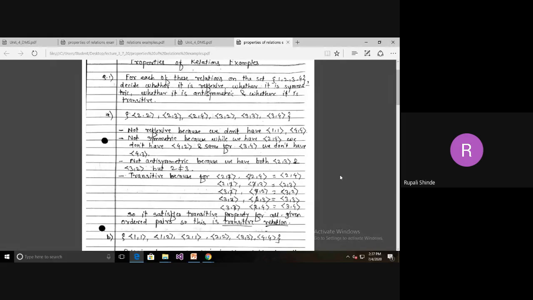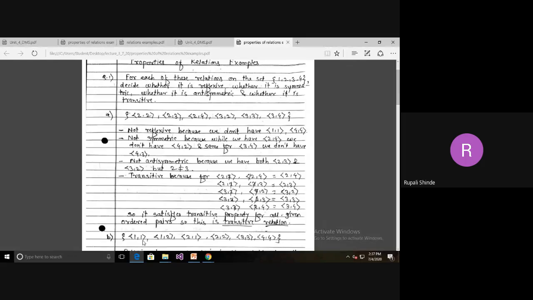Now, take this second example given in question B and find out different properties satisfied by this relation. Start from reflexive. So first question for you, whether this one is a reflexive relation. Yes, ma'am. Why? 1, 1, 2, 2, 3, 3, and 4, 4 are present there.